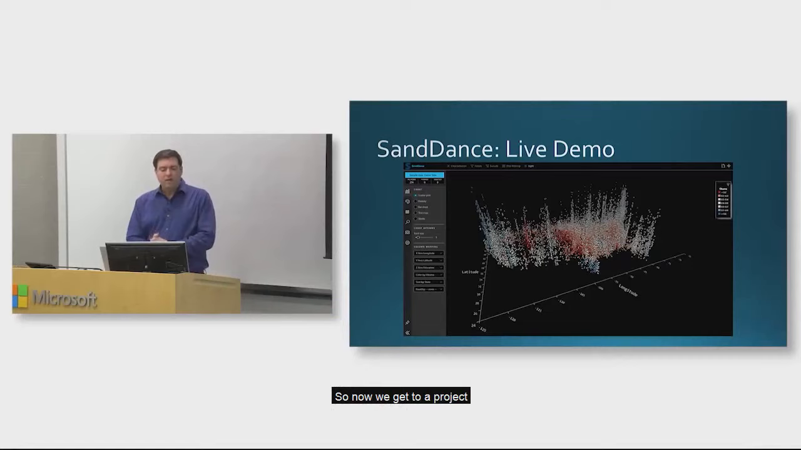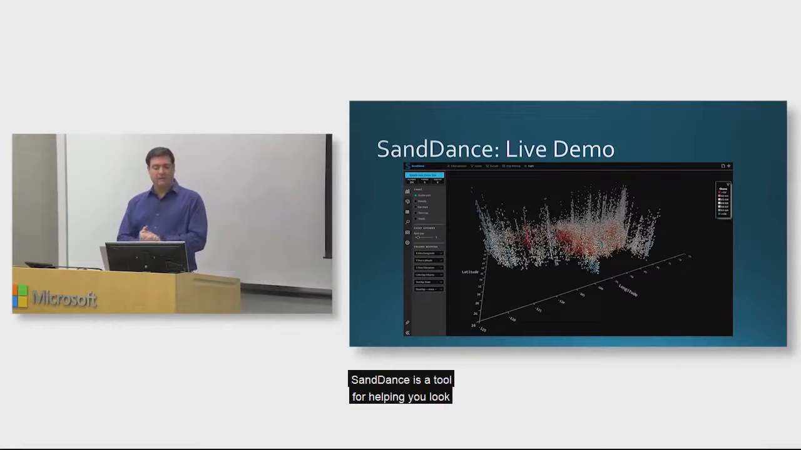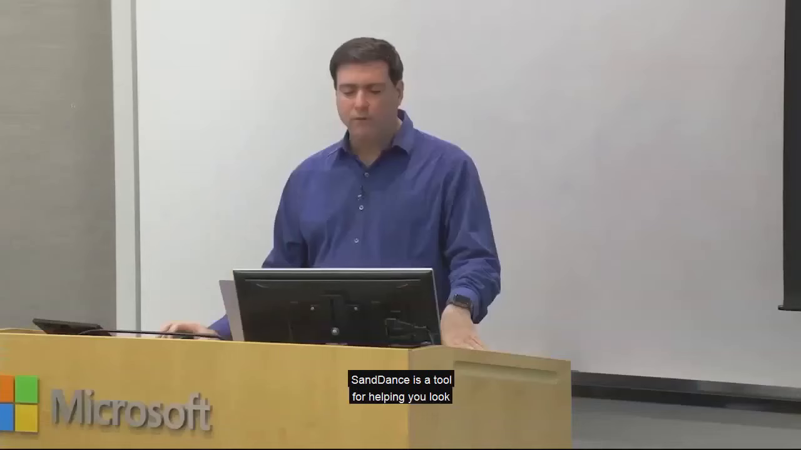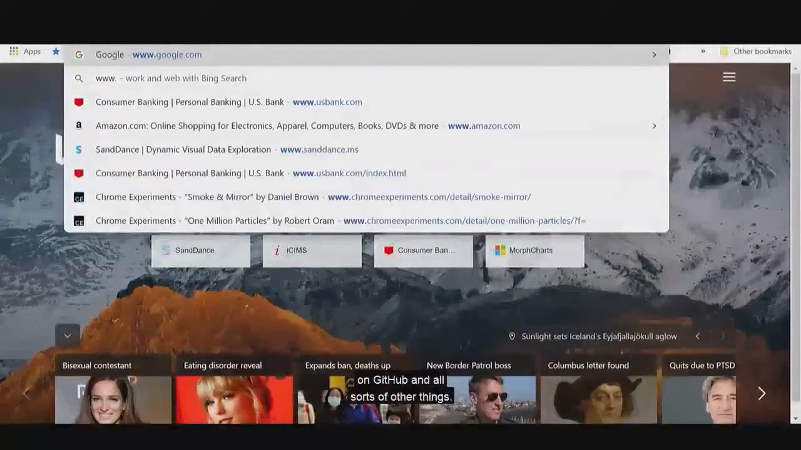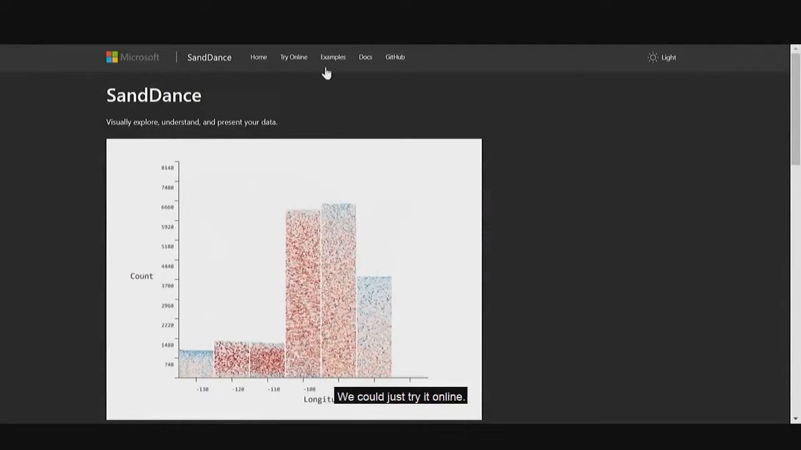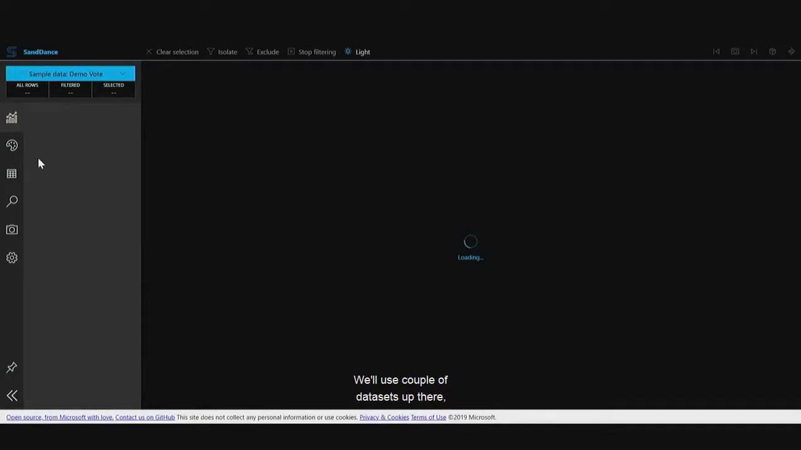So now we'll get to a project that I've worked on for a number of years called Sandance. Sandance is a tool for helping you look at multiple different representations of data. So let's open up Sandance. It's available on GitHub and you can extend it in all sorts of ways. We can just try it online. When you're trying it online, you can either use data that's up there already, and we'll use a couple of data sets up there, or you can use your own data.